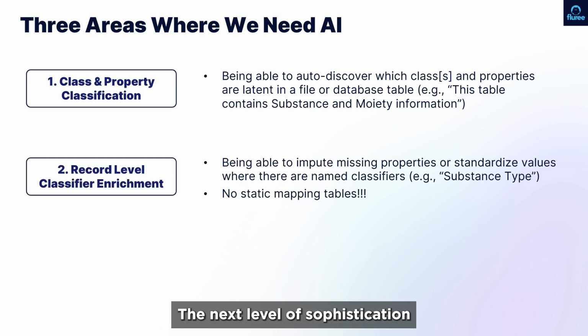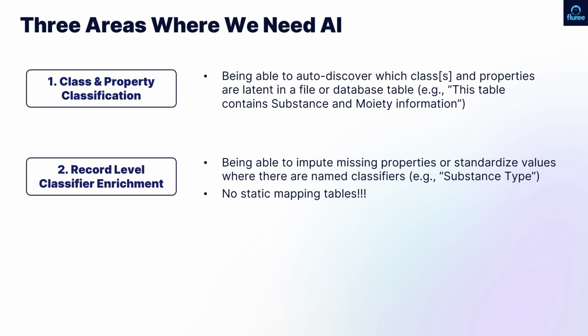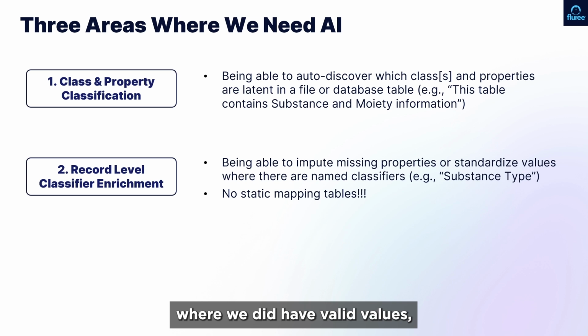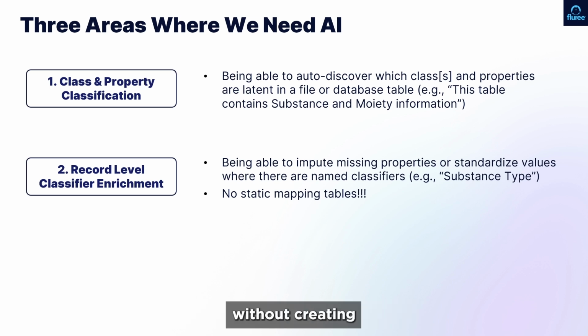The next level of sophistication is going to be to create labels or tags at the record level itself. And we're going to look at a couple of examples, but level 2 is where we want to be able to either harmonize inconsistent information associated to constraints that have been described in our model, where we did have valid values or an enumerated list of values, or impute missing information based on our understanding of that specific property or class. Okay. And our goal, or our trick here, is going to be to try to do this without creating static mapping tables or typical reference lookup tables. And we'll talk about why in a second.